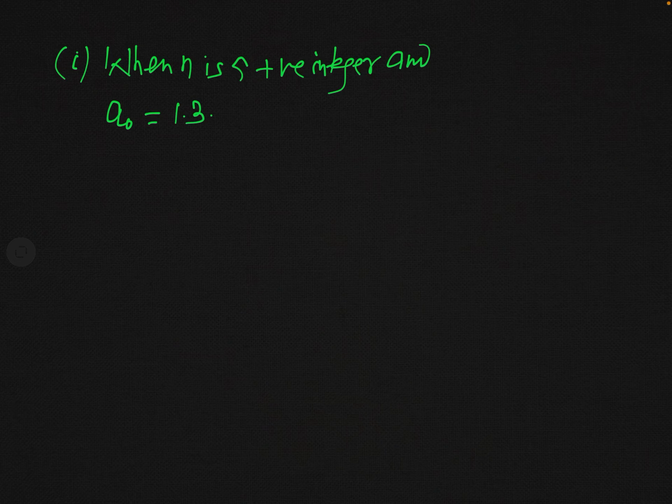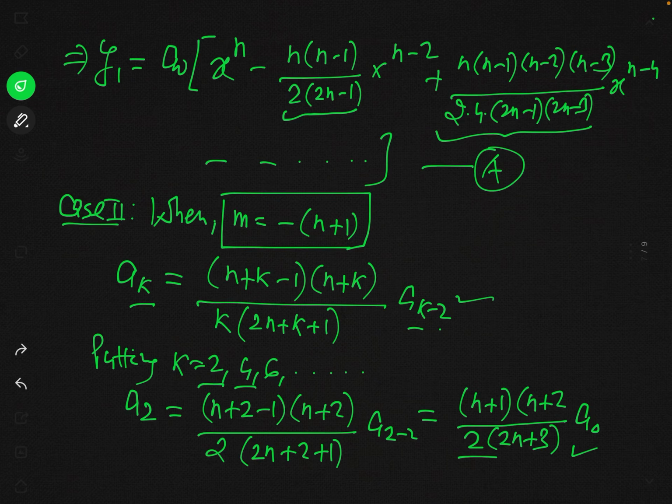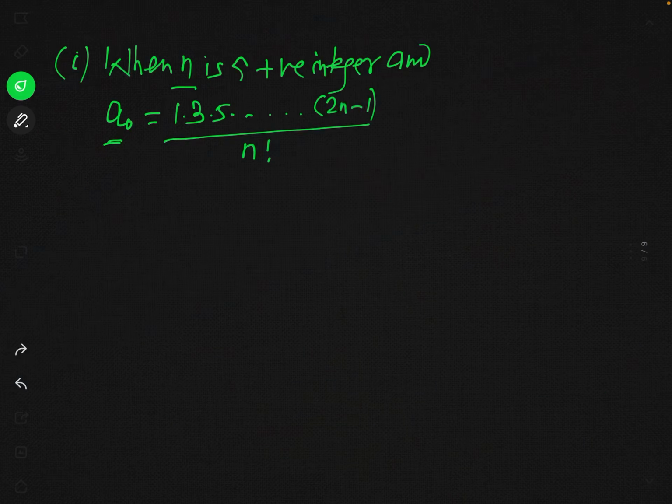And we select that a naught has a particular value defined in this manner: 1 into 3 into 5 into so on, 2n minus 1, divided by factorial n. Don't think that this value of a naught is given, rather we have considered it that if n is a positive integer and we keep this particular value of a naught, in such a condition the first solution of Legendre equation, this first solution you have seen here, if we take that particular value of a naught and say that n is a positive integer, in that condition this first solution of Legendre equation is denoted by a particular symbol Pn of x. Actually, that is the Legendre polynomial.